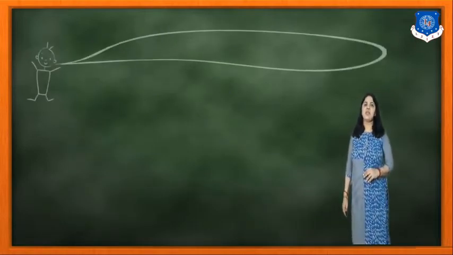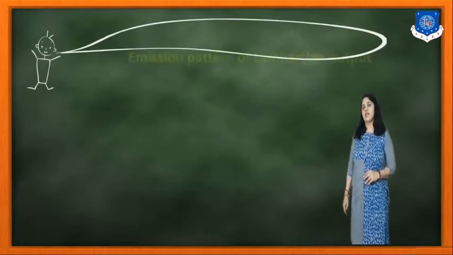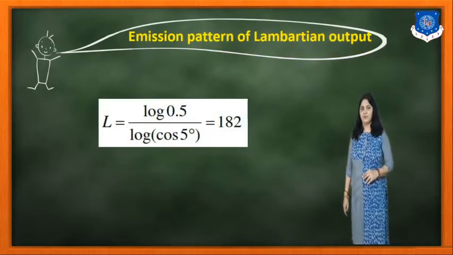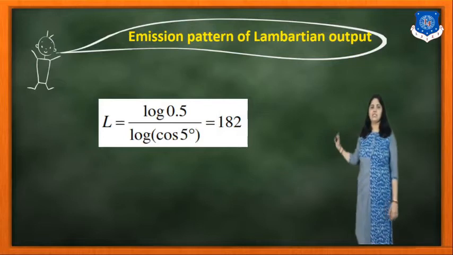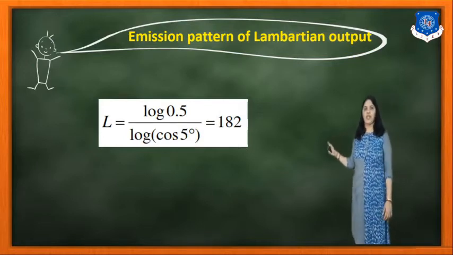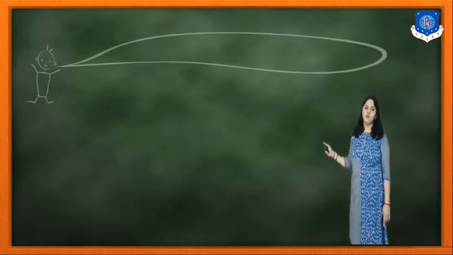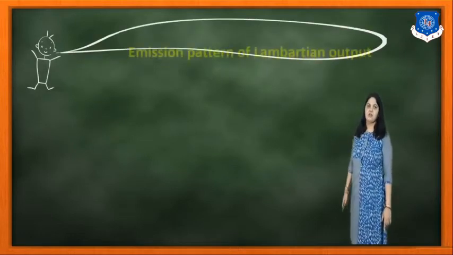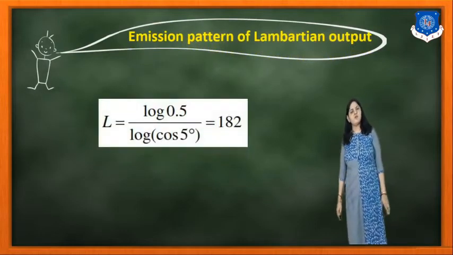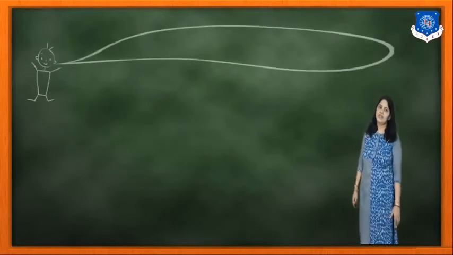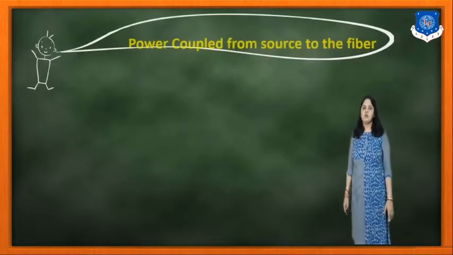So this way we can find out the emission as well as the radiation pattern. Therefore, L is equal to log 0.5 upon log cos phi degree. It is equal to 182. Okay, that is the answer for C.